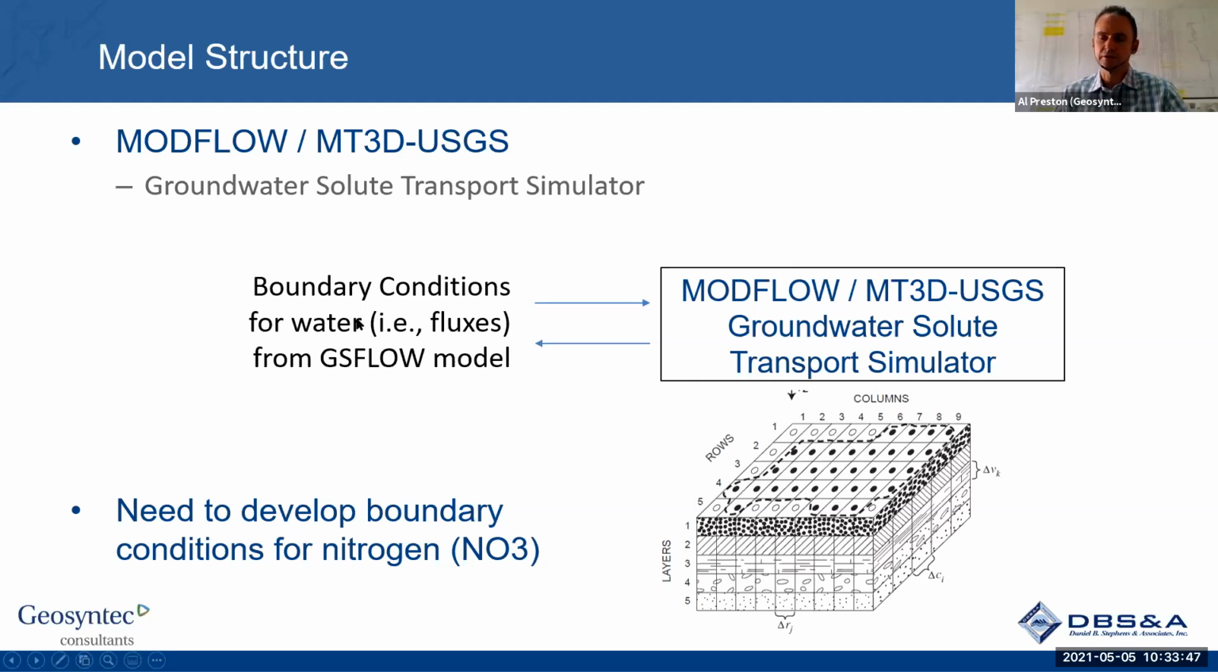And then we also, in addition to the volumes of water, so I'm just going to note my audio is not great. In addition to the volumes of water, we also need to give it concentrations of nitrogen or mass loads of nitrogen for each of these boundary conditions, so that the model can then track it through the groundwater model. So that's in very simplistic terms.